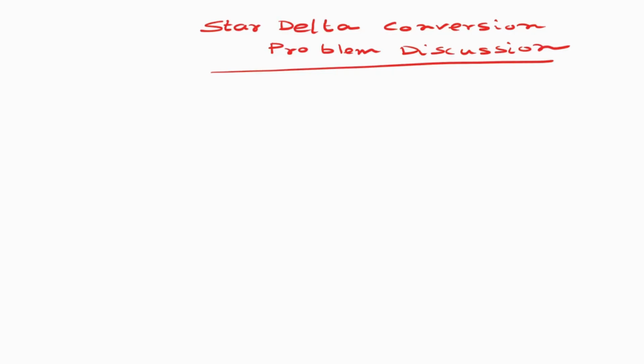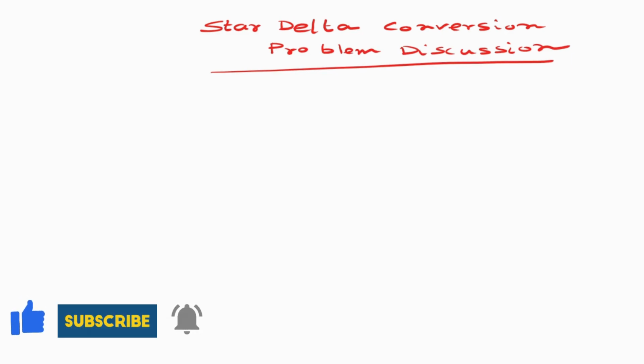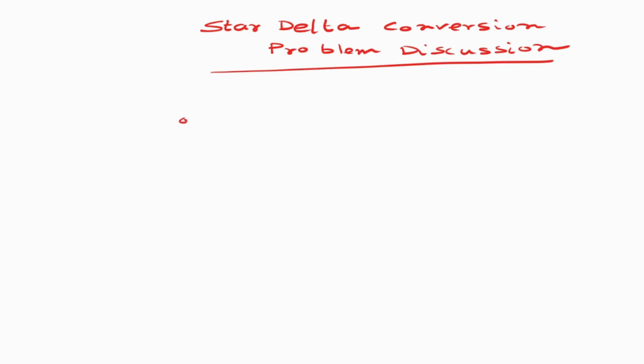Dear learners, today we will solve the problem to find the equivalent resistance between the terminals X and Y using the star delta conversion of the given figure. So now we first draw the figure, the electrical network. This is the terminal X, this is one resistor.